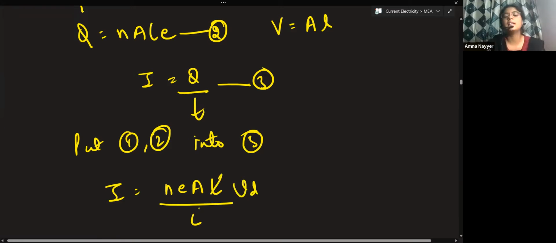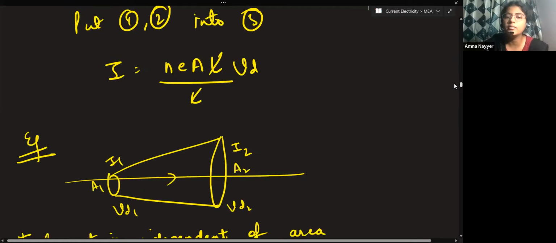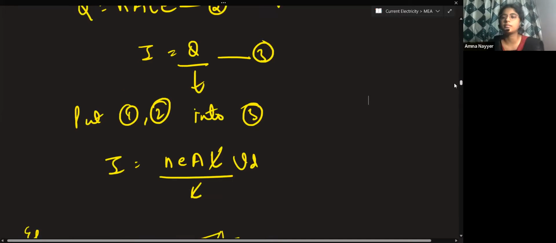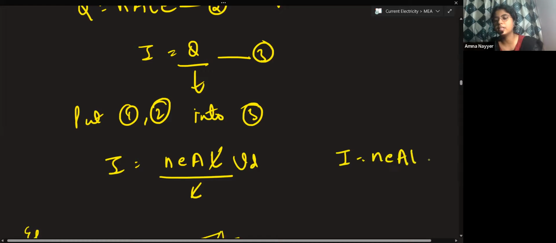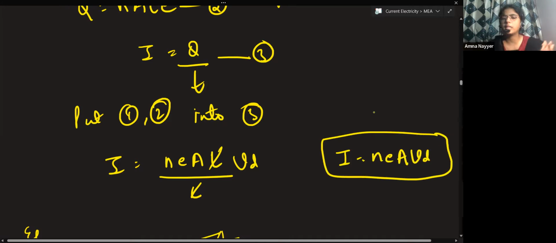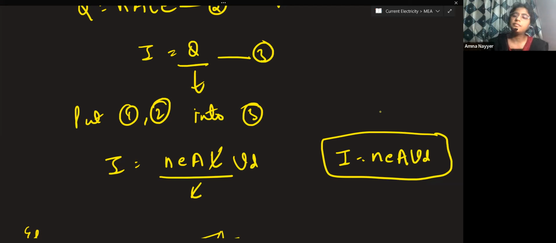So length gets cancelled. What is the formula that you have? I is equal to NEA VD. This is the formula that you have. Every term has already been mentioned, so I'm not writing it again, but repeating for you. N is number density, E is electronic charge, A is area, VD is the drift velocity. And this derivation comes a lot. Numericals also are used, and with the help of this only we'll be able to write out resistivity, resistance, and all these things.